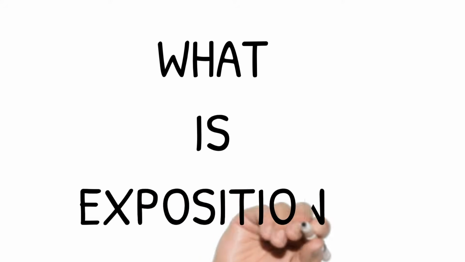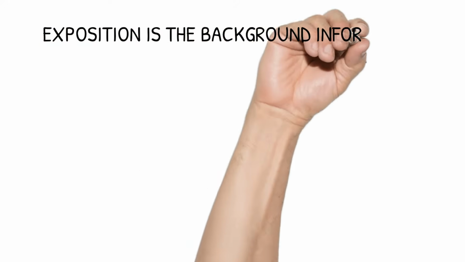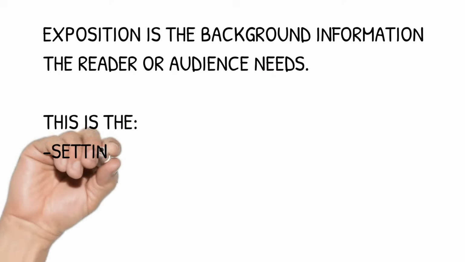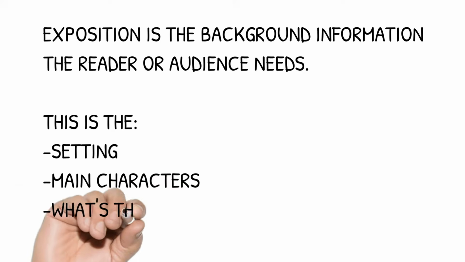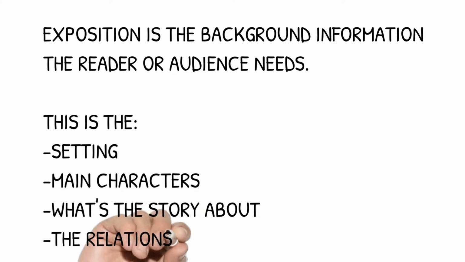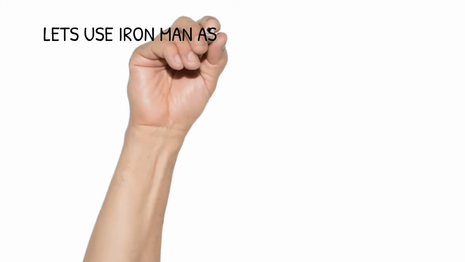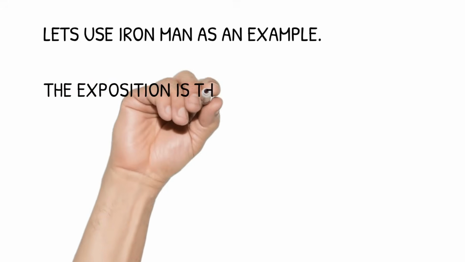And the first part is exposition. So let's jump right into it. Exposition is the background information the reader or the audience needs. This is the setting, main characters, what the story's about, and the relationships between all the characters. The perfect example of this is Iron Man. So let's use Iron Man as an example.